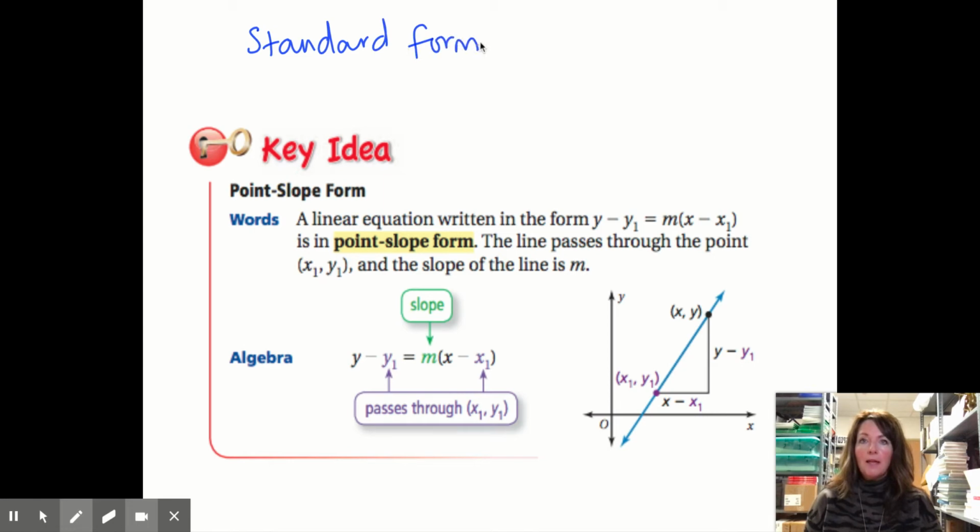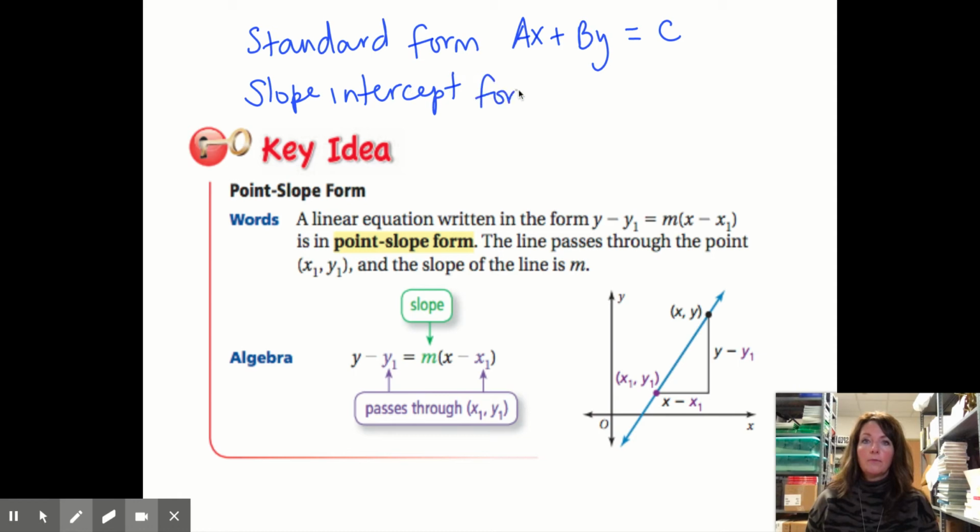And it just kind of depends. Like when we have the variables on both sides, so we have ax plus by is equal to c. So both y and x are on the same side of the equation. That's called standard form. We have slope intercept form. And that's when we have solved for y. We call this function form.